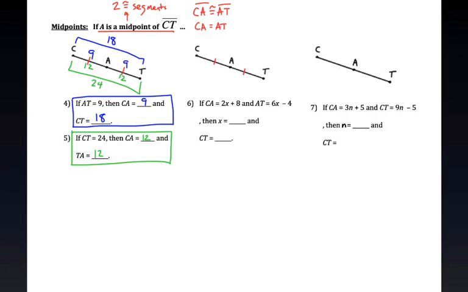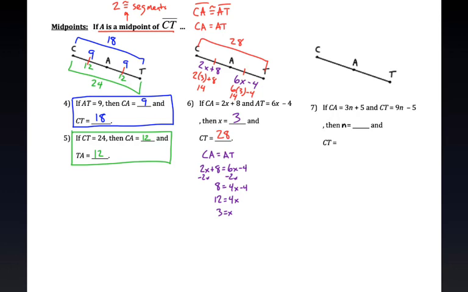Number 6 is the same concept, but if CA equals 2x plus 8 and AT equals 6x minus 4, well, those two parts are congruent because of the midpoint. So I get to write this, just set them equal and then go solve. I got myself that x equals 3. When you plug those in, I got 14 for both of those, which is what we want to see. If each of those are 14, it asks me to solve for CT right here. Well, I plugged in 3 and got 14, and 14 together makes 28.